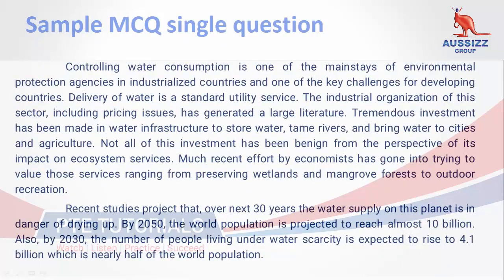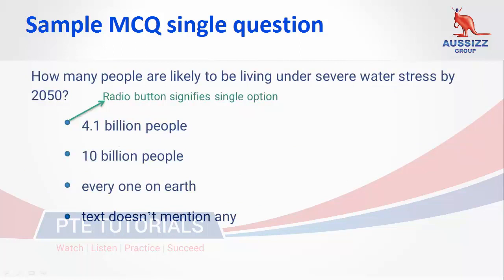Now let's go over an example. So this is the question. How many people are likely to be living under severe water stress by 2050? 4.1 billion people? 10 billion people? Everyone on Earth? Or the text does not mention any?